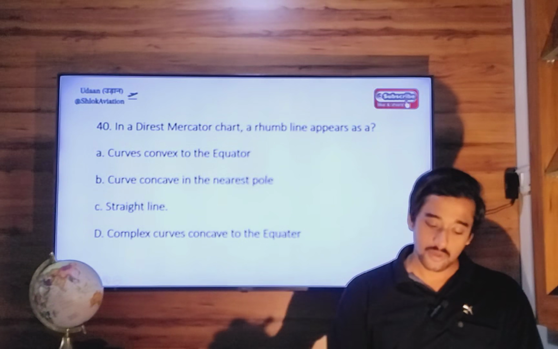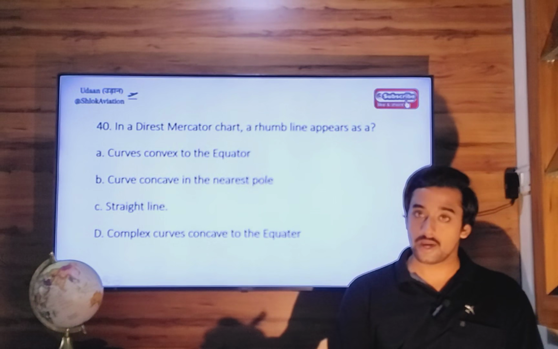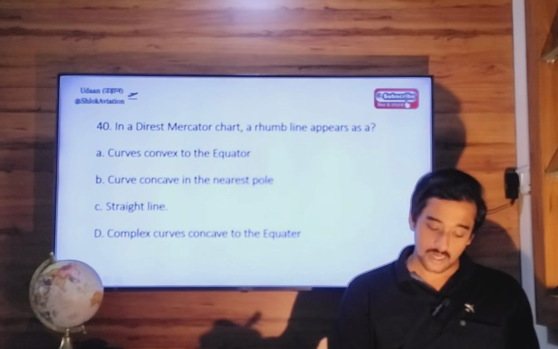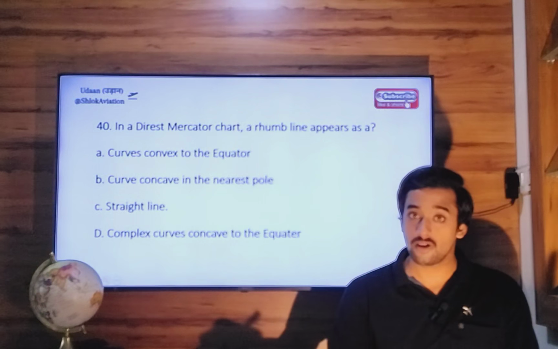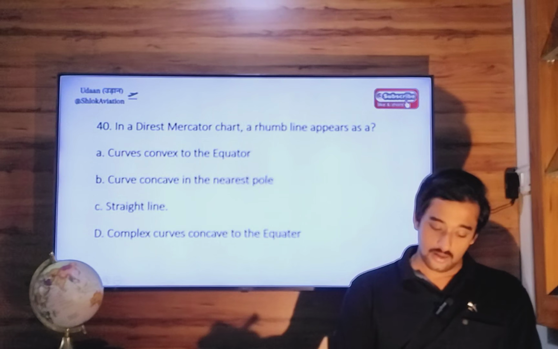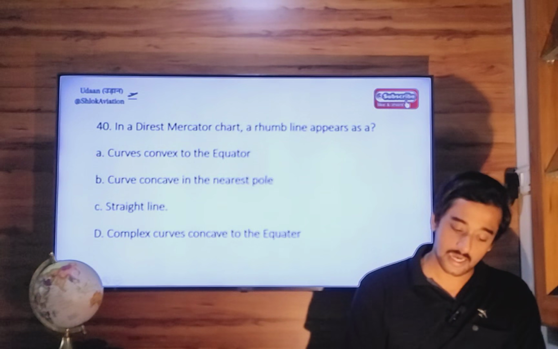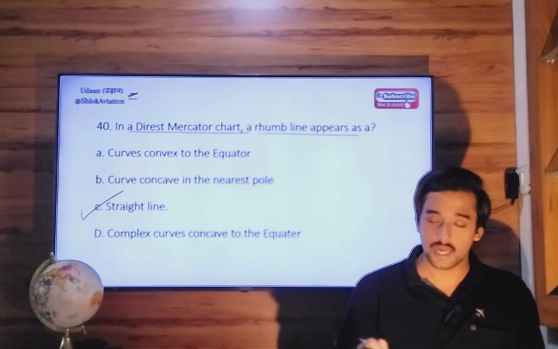Next. In a direct Mercator chart, a rhumb line appears as: a curve convex to the equator, meaning bending towards the equator; a curve concave towards the nearest pole, away from the nearest pole; a straight line; or complex curves concave to the equator. So in a direct Mercator chart, rhumb lines appear as straight lines.